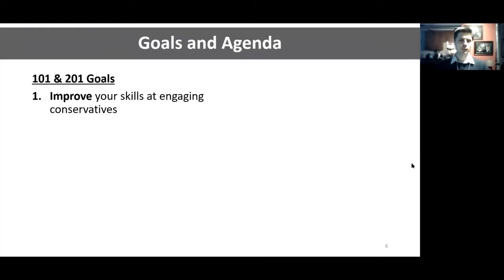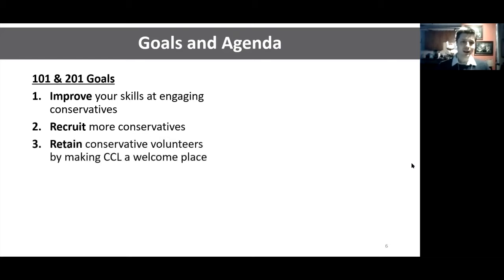Okay, so goals and agenda. These are the shared goals for both 101 and 201. First is to improve your skills at engaging conservatives, whether it's going to a presentation or just talking to folks one-on-one. Ultimately, we hope to recruit more conservative volunteers into CCL, and even more so, retain them once they get there. So, once volunteers come in, and if they happen to be conservative, we want to make sure CCL is a welcome place for them, where they feel comfortable and where they feel like they're not out of place.